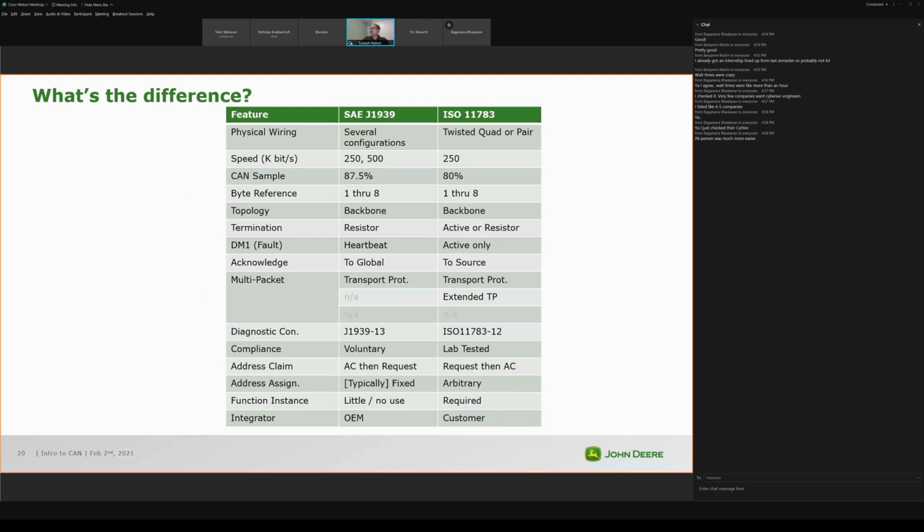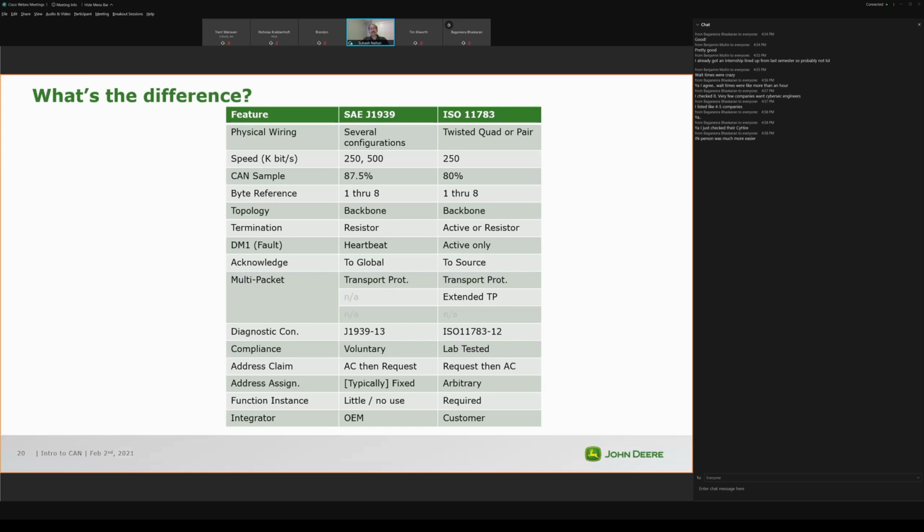One big difference I clearly show is the address assignment: arbitration versus fixed. In ISO, every address you claim, if you lose that address, you either arbitrate to the next available address, or you cannot participate in the system. Whereas with SAE, you design your system up, everything is fixed. And in John Deere, on the vehicle side, we use the SAE, but also we use ISO.